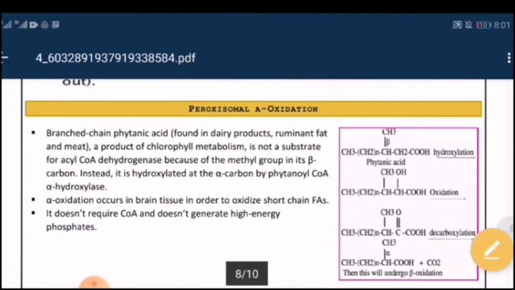Peroxisomal alpha oxidation. As we said, beta oxidation starts with the third carbon, the beta carbon. Now we are going to start with the alpha carbon, which is carbon number 2. This occurs with a particular fatty acid, phytanic acid, which is branched chain and is found in dairy products and meat. Actually, it is not a substrate for acyl-CoA dehydrogenase.